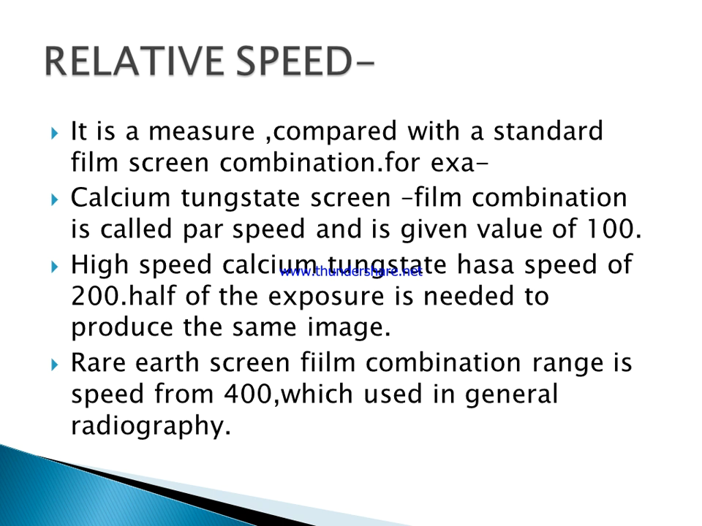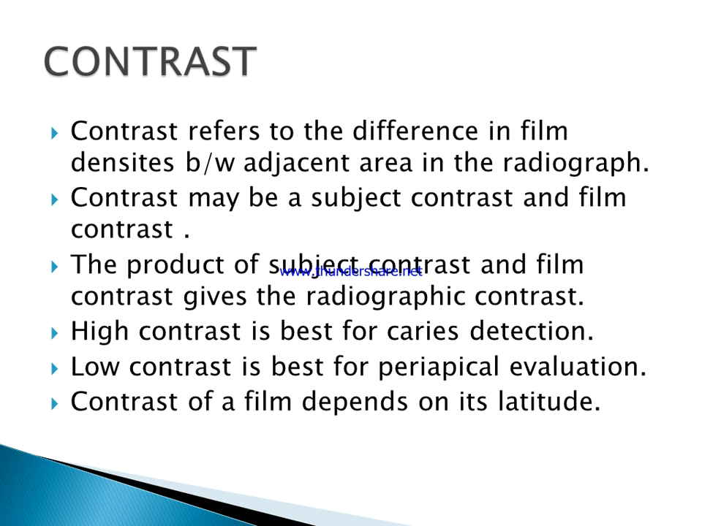Relative speed is the measure compared with a standard film screen combination. For example, a calcium tungstate screen and film combination is called par speed and its given value is 100. High speed calcium tungstate has a speed of 200. Rare earth screen film combinations range in speed from 400, which is used in general radiography.